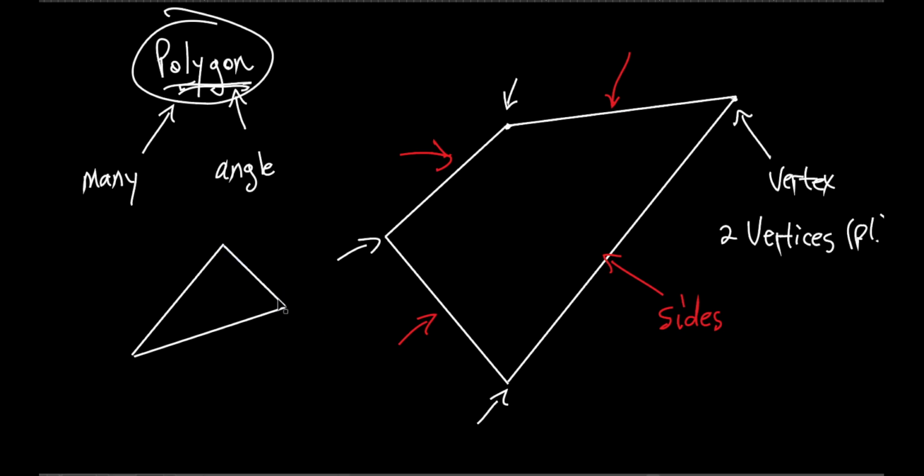What's the largest polygon you can have? 20. So I can't have a polygon with 21 sides?